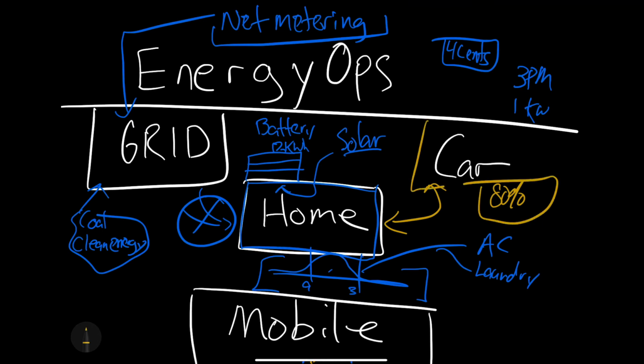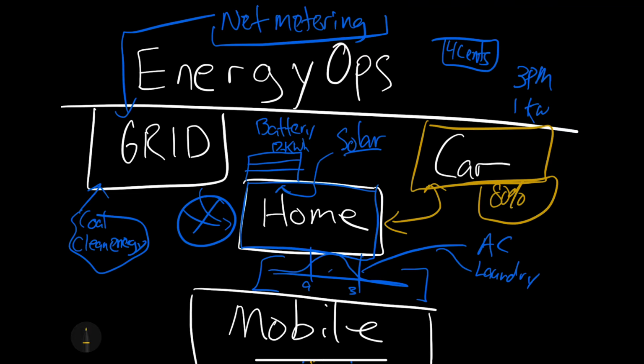So with an energy ops scenario, your car can also tap into that same situation. If you have battery backup, and you have solar, and you have the net metering and time of use plan set up, it really gives you a lot of flexibility about how to completely optimize for your cost.